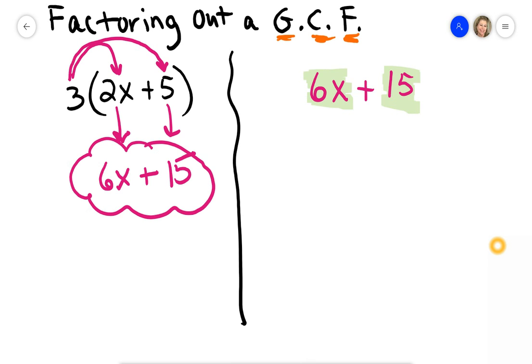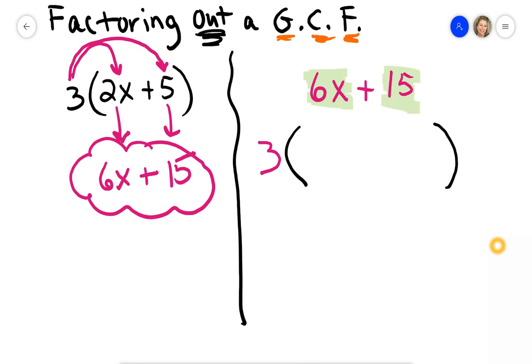And then the 6x has an x, but the 15 doesn't, so I can only factor out a 3. I cannot factor out any variables. So I'm going to pull the 3 out. That's why they call it factoring out a greatest common factor. And then you put the parentheses back down.